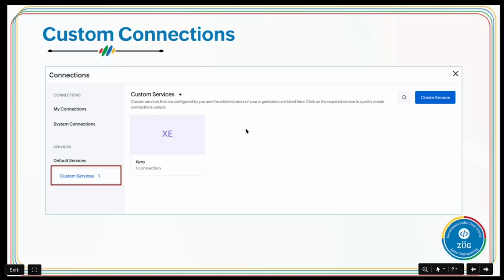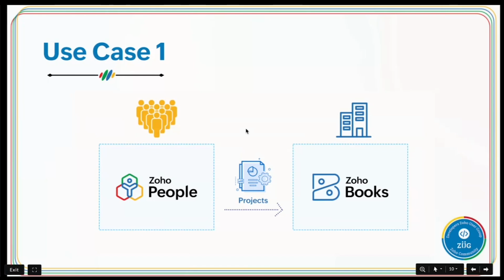So here is our first use case. In this case, we are creating an integration between Zoho People and Zoho Books, which will fetch projects from Zoho People and add them to Zoho Books. So when could this integration be helpful?